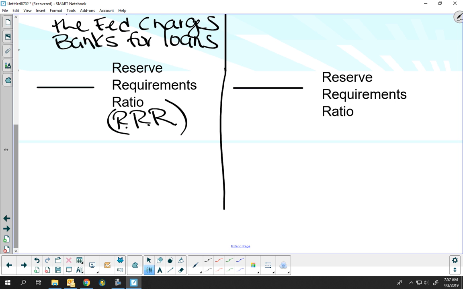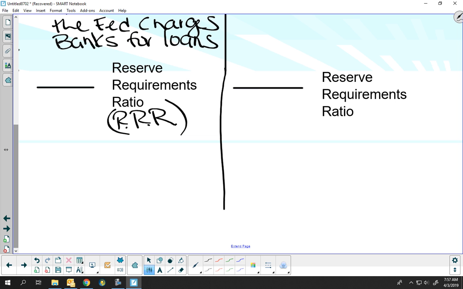What does required mean? Mandatory, you have to do it. Does anyone know what reserves are? Okay. So what do you think we're talking about here? Money. Okay. So this is a percent of money that you are required by law to keep in the bank at all times.